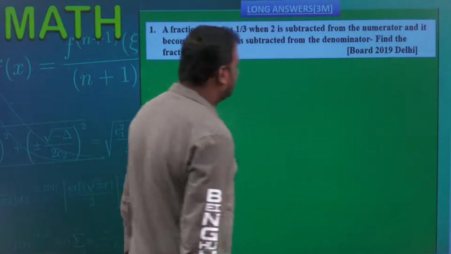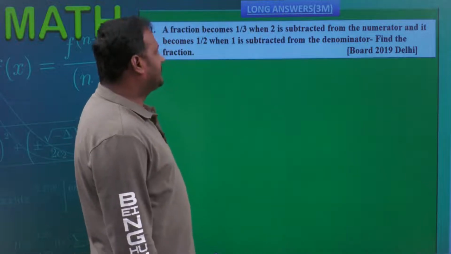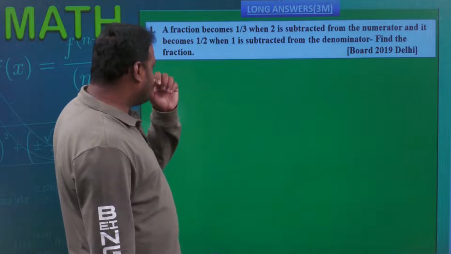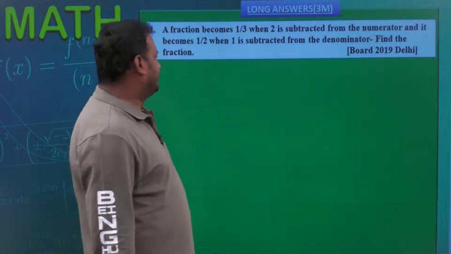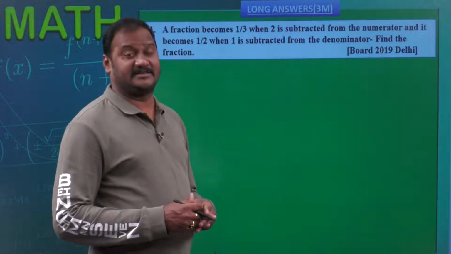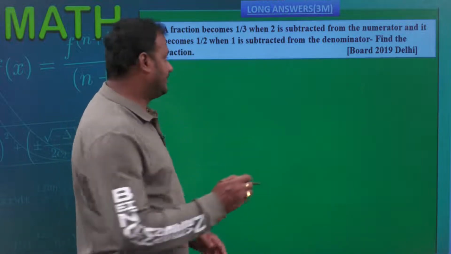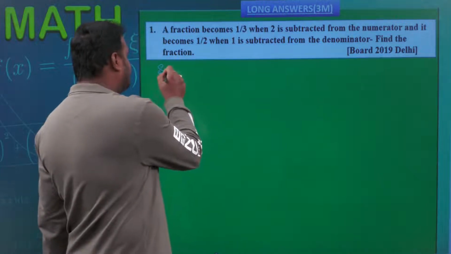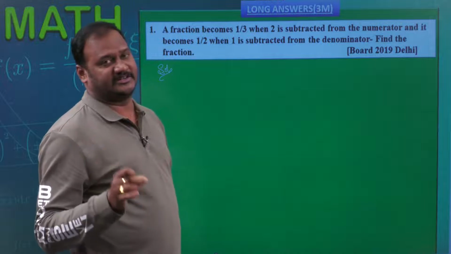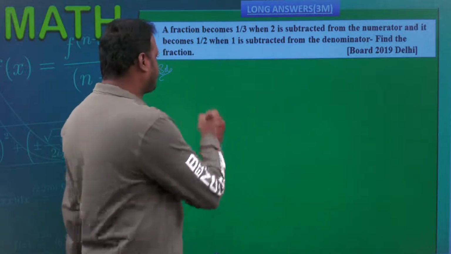Coming to the first problem: a fraction becomes 1 by 3 when 2 is subtracted from the numerator, and it becomes 1 by 2 when 1 is subtracted from the denominator. Find the fraction. We do not know what the fraction is. A fraction contains a numerator as well as a denominator, so let us consider a fraction whose numerator is something and denominator is something. Okay?